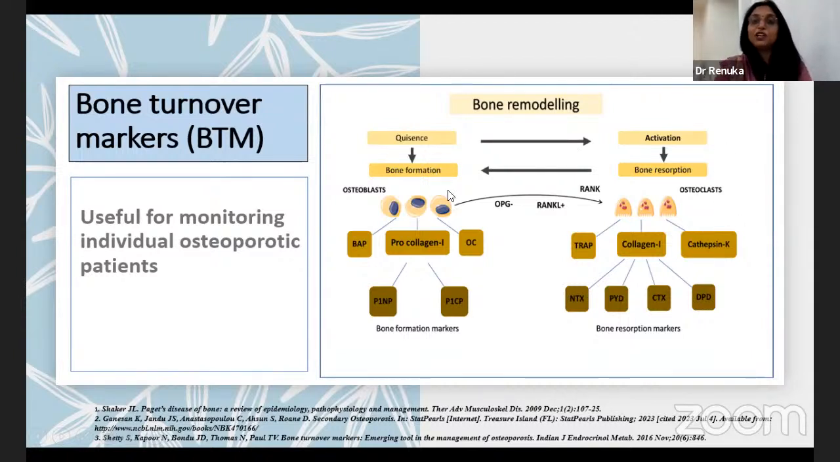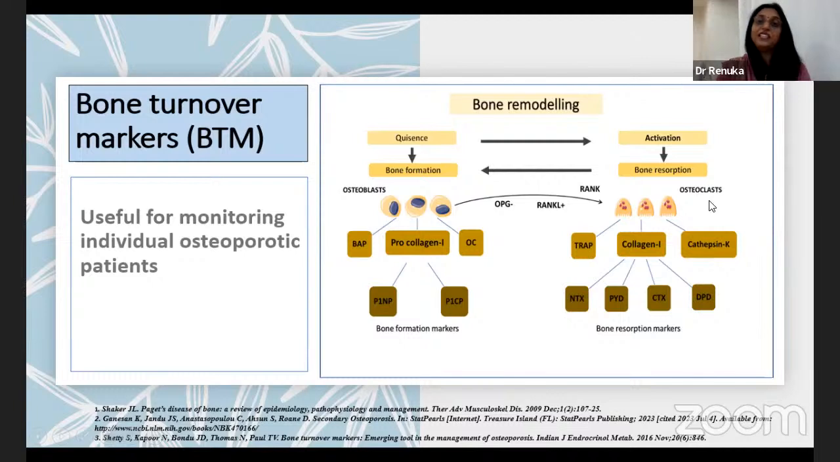And this constant remodeling, which happens under the influence of the RANK ligand as well as the WNT pathway, is the one which regulates this formation and resorption. The bone formation markers are actually the ones which are released by the osteoblasts, the bone proteins like bone alkaline phosphatase, procollagen, and osteocalcin. Whereas the bone resorption markers are the enzymes, as well as the collagen, which gets cleaved at the periphery, and the breakage products, which lead to pyridinoline, cross-laps, deoxypyridinoline, and enzymes like cathepsin and tartrate-resistant acid phosphatase.